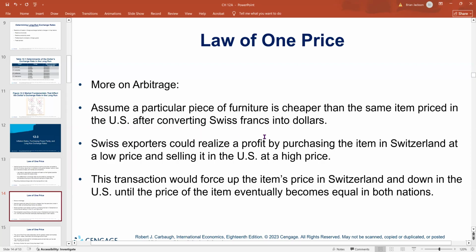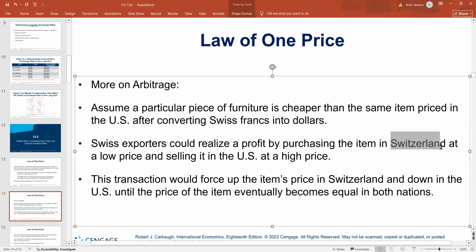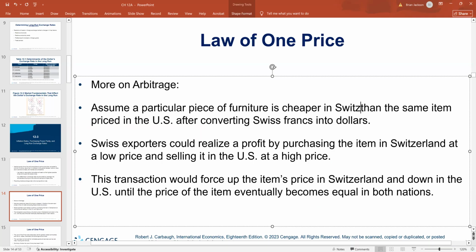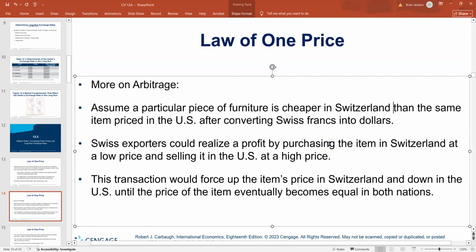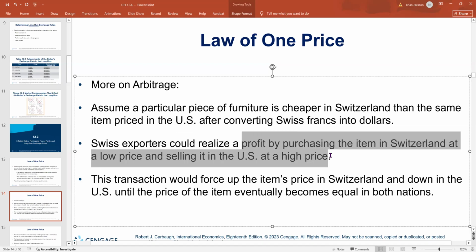So a Swiss importer could realize a profit by purchasing the item in Switzerland, say if it's real cheap in Switzerland. Let's just say in Switzerland here. So it's cheaper in Switzerland than it is in the United States, a chair. After you convert it to dollars, it takes fewer dollars to get the chair. Buy it in Switzerland, you can sell it for more in the U.S. Swiss exporters would realize a profit by purchasing the chairs in Switzerland at a low price and selling them in the United States at a high price.